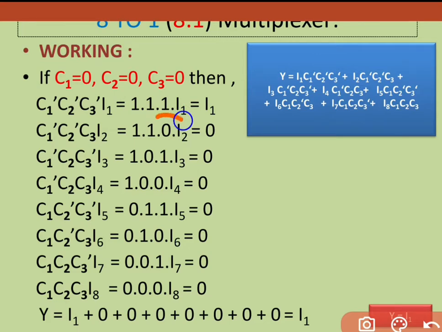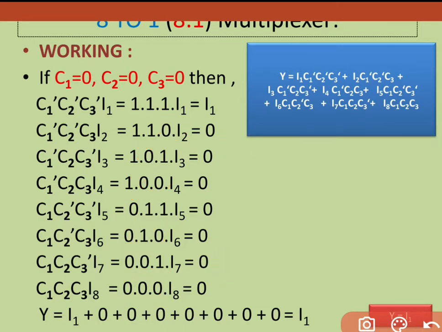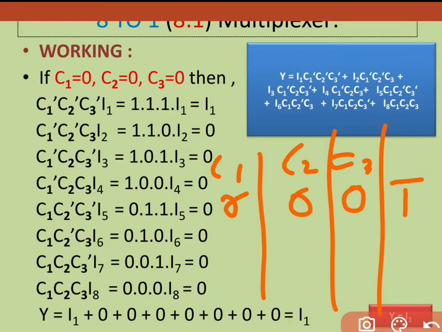And see, everywhere we are having 0. That's why the answer will be 0. Anything multiplied with 0, the answer will be 0. And see, when we are putting this in our equation, we are getting I1 as output. That's why in the truth table I had already mentioned, when we are providing C1, C2, C3, that is 0, 0, 0, then we are getting I1 as our output because of this working.